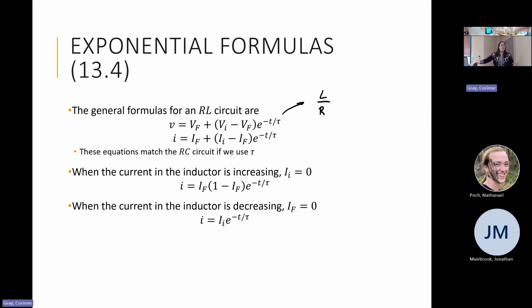If we have charged our inductor and we're storing that energy in the magnetic field and we disconnect it, we get this bottom equation here. So again, you need to understand how to use these two equations, the two general forms of the equation for our inductor.